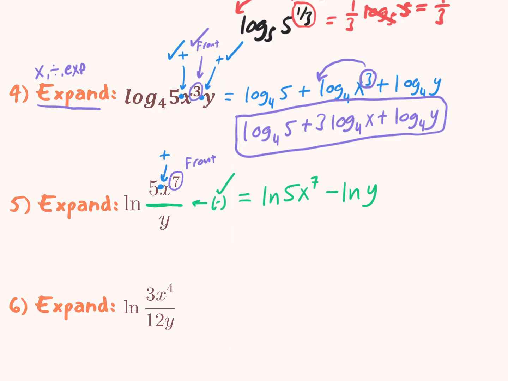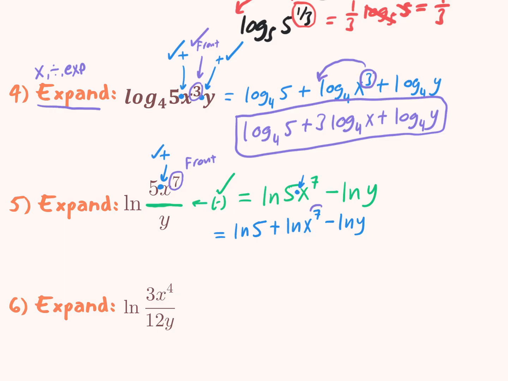And that takes care of our division. All right, next thing I want to take care of is the multiplication. So that's going to make this ln of 5 plus ln of x to the power of 7 minus ln of y, right? And that takes care of our multiplication.